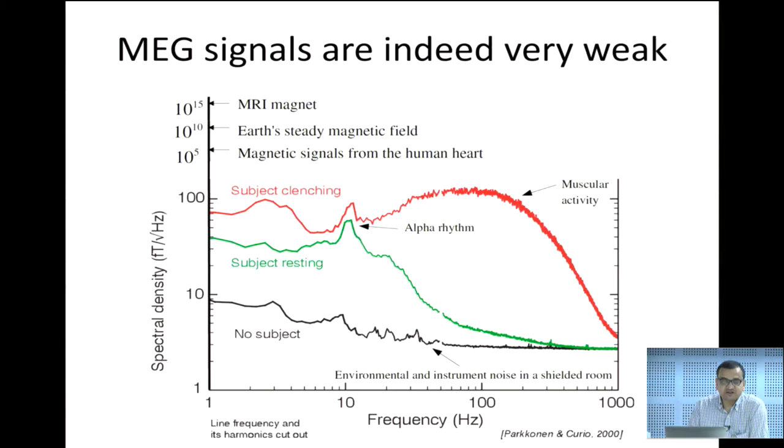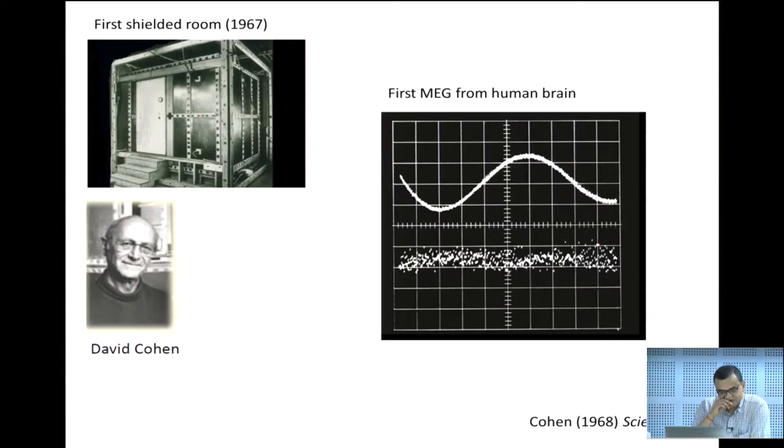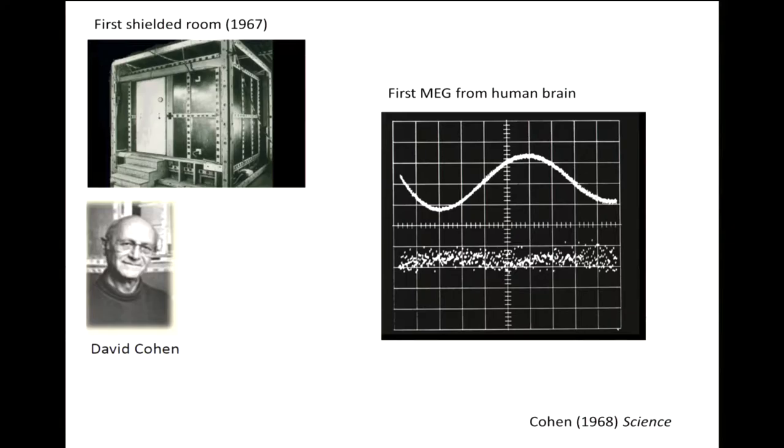These magnetic activities generated in the brain are indeed very, very weak, but they are there. So now the challenge is, how can we pick up these weak activities? Theoretically, we know of its existence; the researchers knew long back. The problem is the technical challenge.